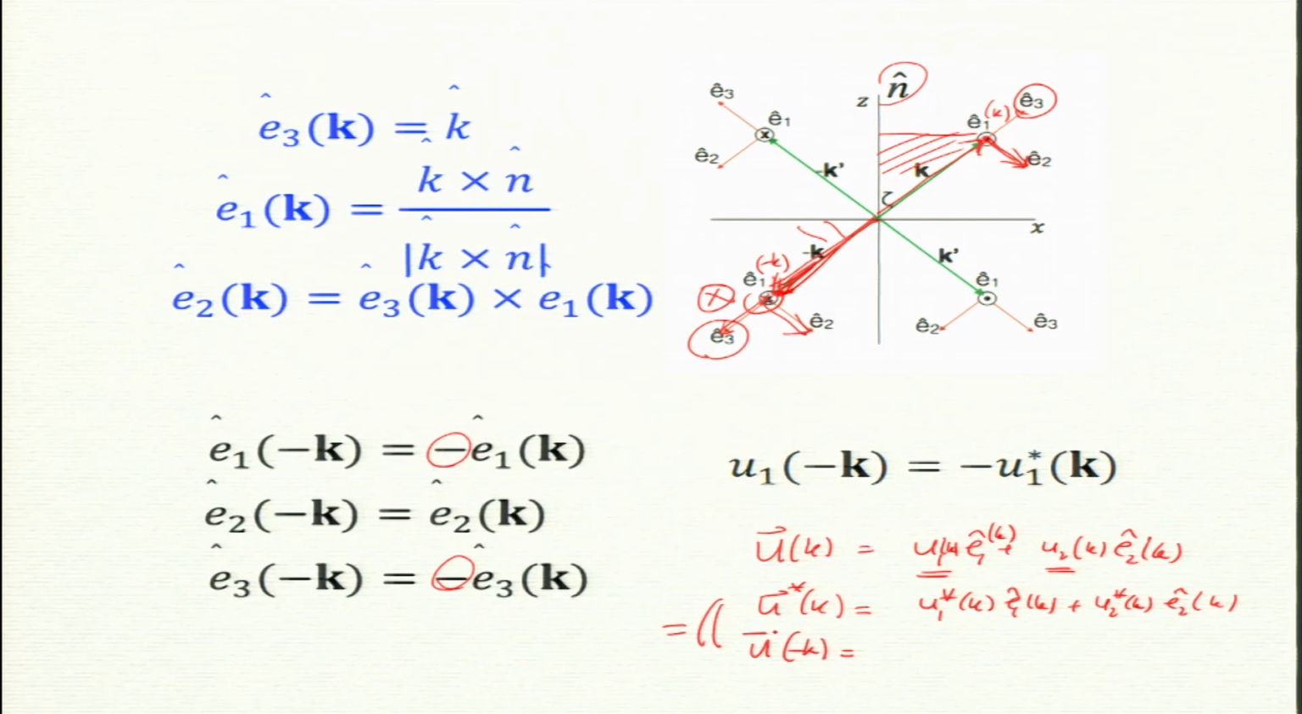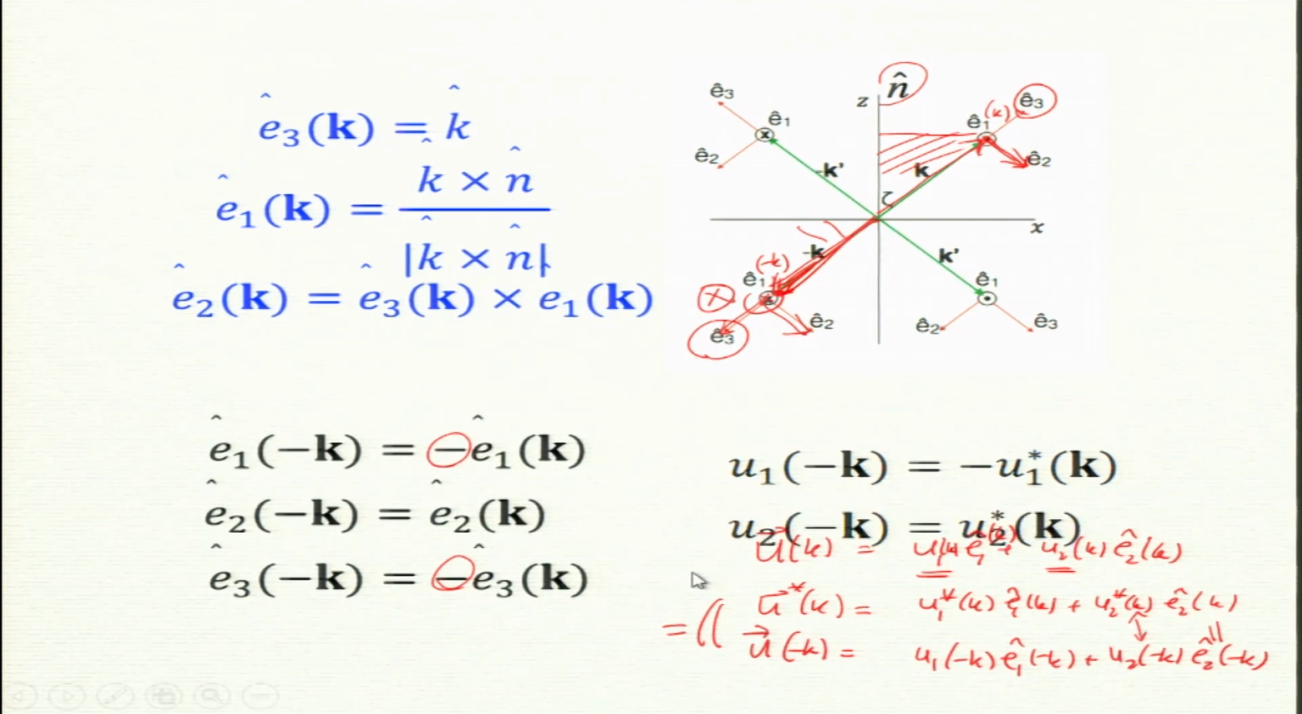So u of minus k is now going to come from here, which is u1 of minus k E1 of minus k plus u2 of minus k E2 of minus k. Okay. So these two are equal. So what happens to the relationship between these two? So u2 of minus k is same as u2 star k, right, from here.